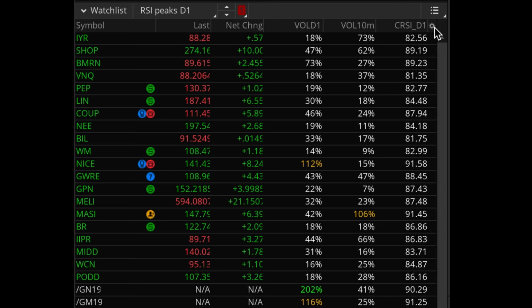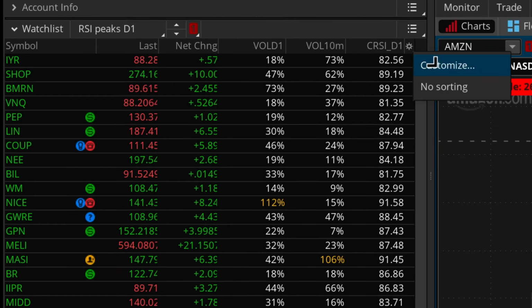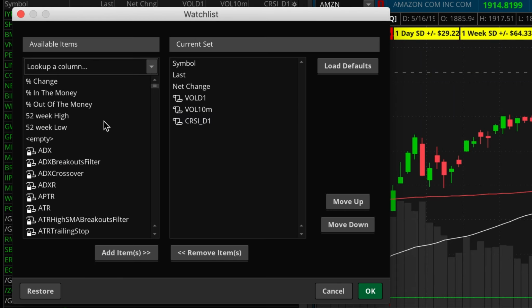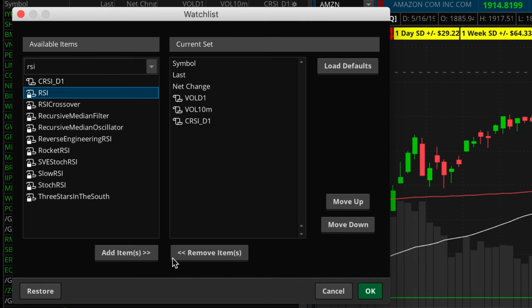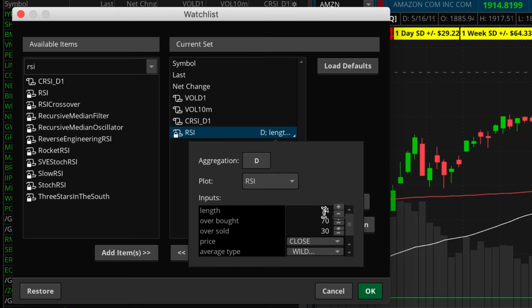If you just go ahead and click, for example, this gear icon here, you click on customize, you can go ahead and add your RSI. And I mean, those are the indicators I like to use. You don't have to use the RSI. I'm pretty sure you can use whichever indicator you like.